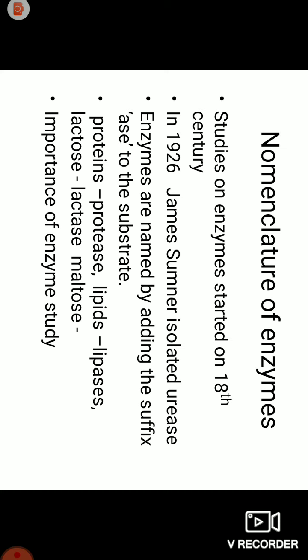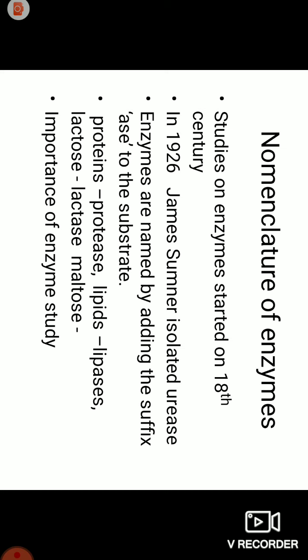In 1926, James Sumner isolated urease and purified the first enzyme from germinating seeds. He first isolated it, and later, in 1932, I think, he crystallized urease, the pure form of the enzyme. So it is he who first isolated an enzyme. Later, many enzymes were identified by many scientists.